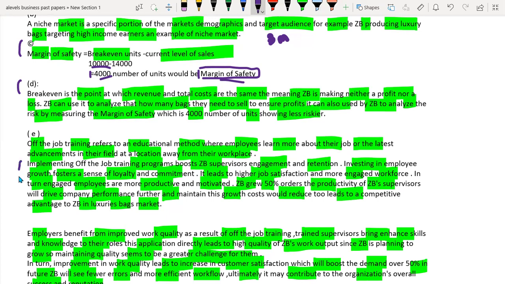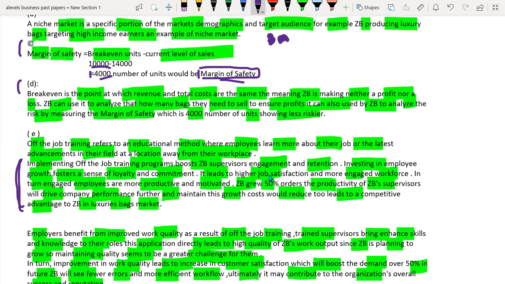Okay. And now I'm going to analyze my answer in context. Implementing off-the-job training programs boosts ZB supervisors' engagement and retention. As you can see, I'm using the business name and the name of supervisors. So this is also my application. Investing in employee growth fosters a sense of loyalty and commitment. Here I am analyzing my question in context.